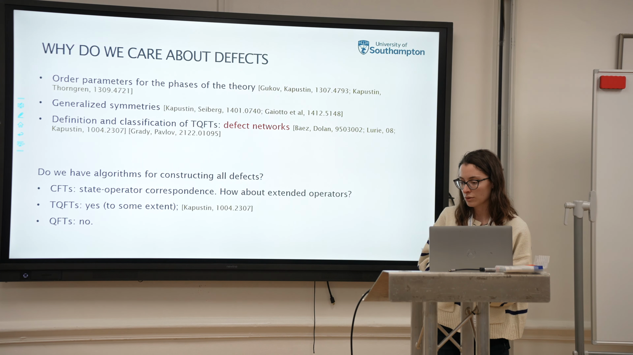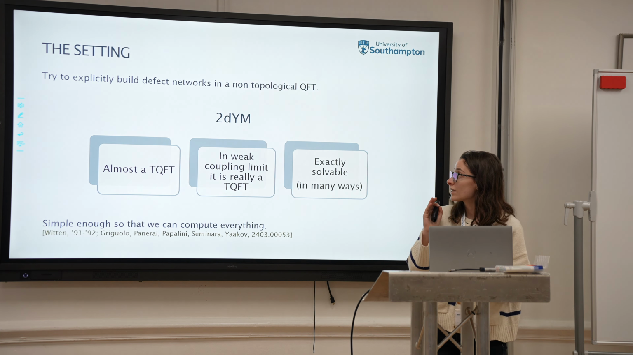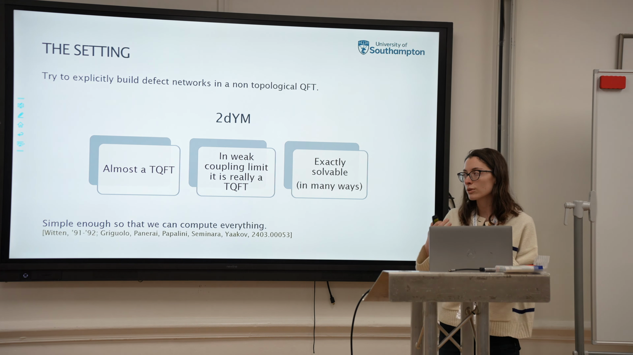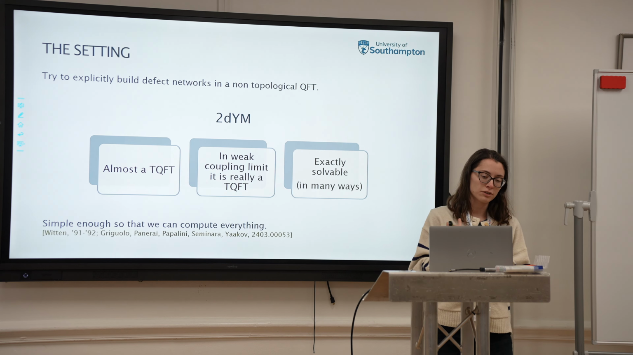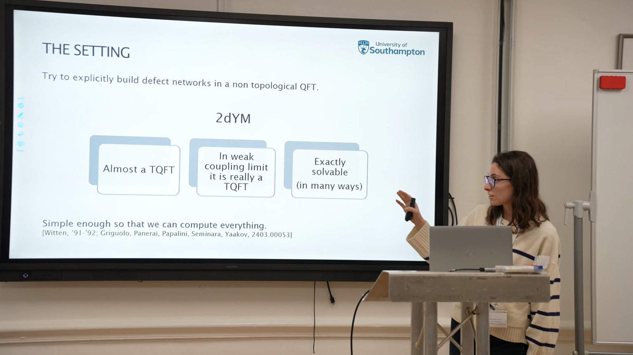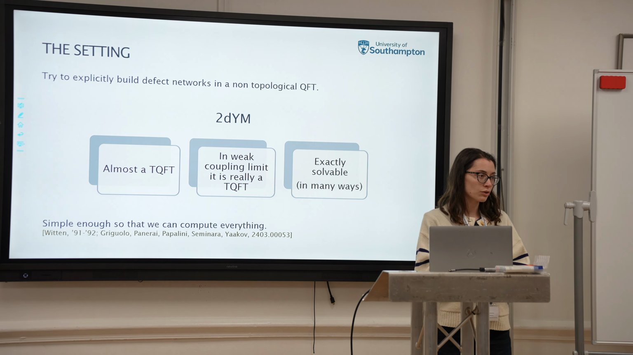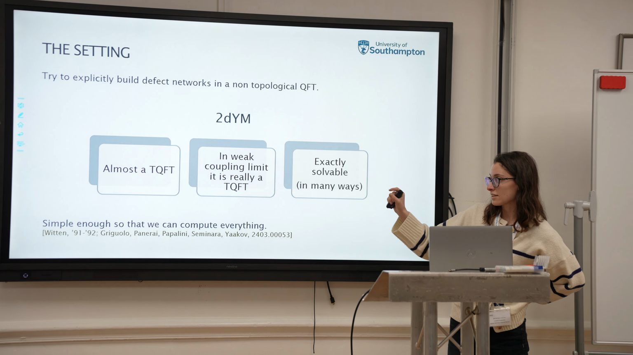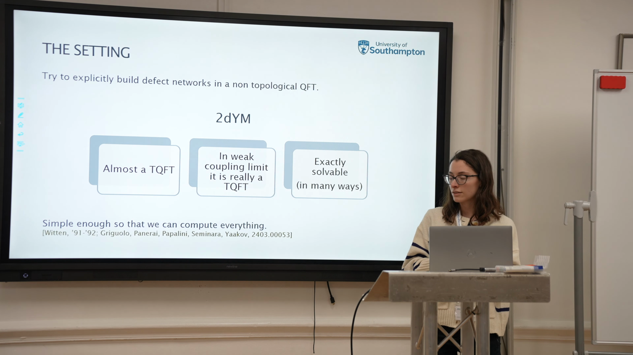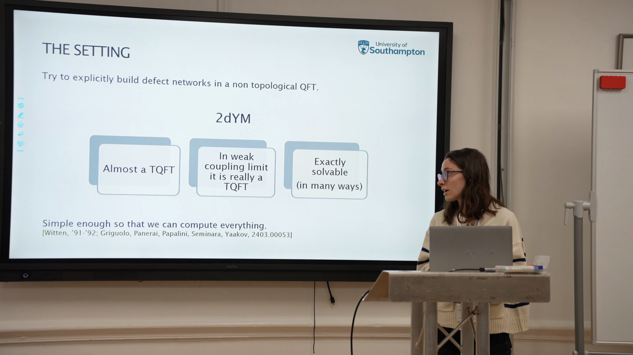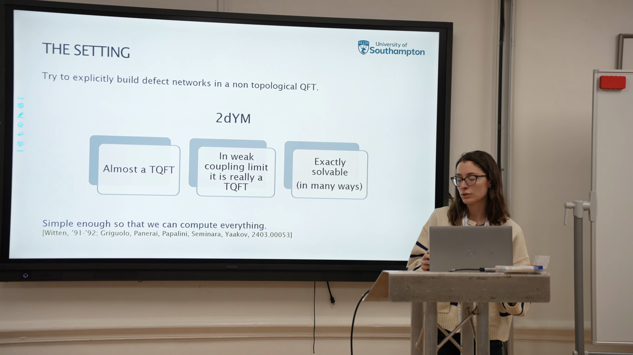And this is the issue that we wanted to tackle with this project. So we want to explicitly build defect networks, hopefully also have an algorithm, for a non-topological quantum field theory for the first time. And the chosen setting for this is two-dimensional Yang-Mills theory. Two-dimensional Yang-Mills theory is a very special theory. It's almost a topological quantum field theory in the sense that it's invariant under area-preserving diffeomorphisms. And in the weak coupling limit, it really becomes a topological quantum field theory. But most importantly, it's exactly solvable. And it has been solved in many, many different ways.